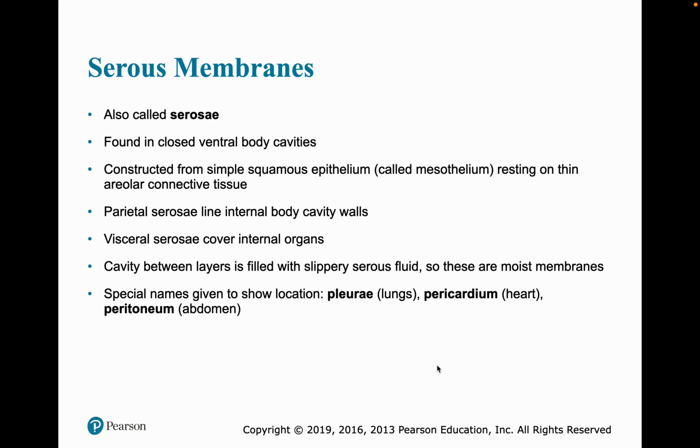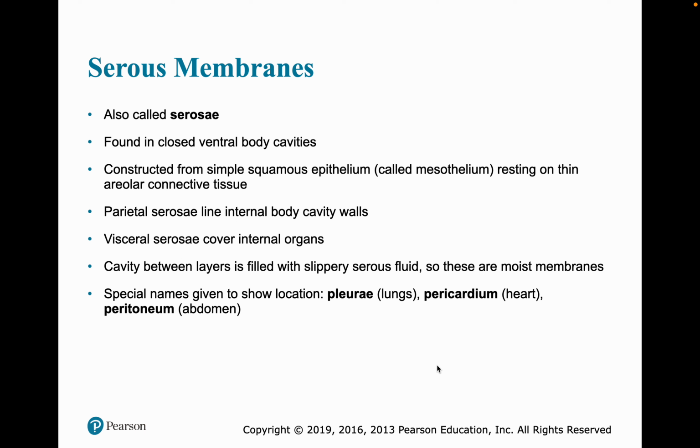Serous membranes are also called serosa. They're found in closed ventral body cavities, constructed from simple squamous epithelium, which we call mesothelium, resting on a thin layer of areolar connective tissue. The parietal serosa is going to line the internal body cavity, while the visceral serosa is going to cover an actual organ. Between those is a cavity that's filled with a slippery serous fluid. These are also moist membranes for that reason.